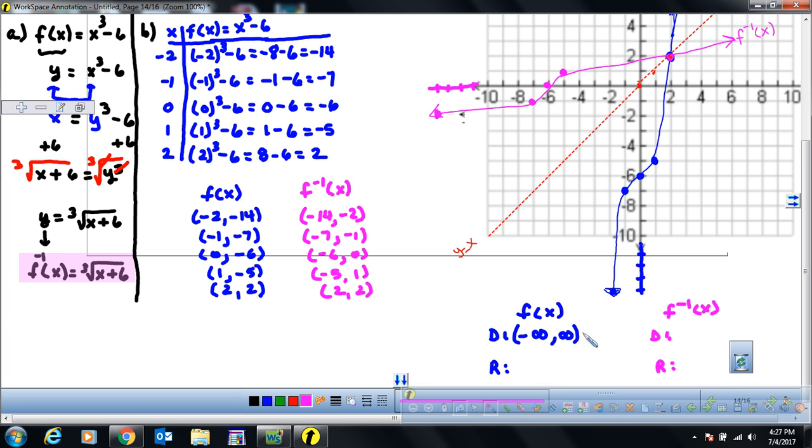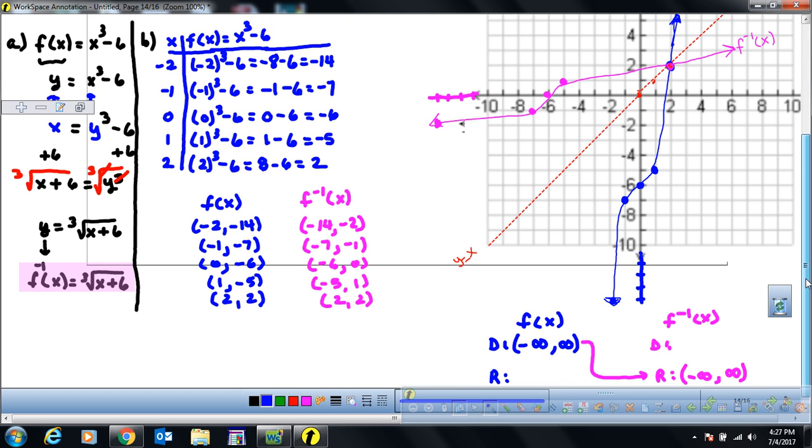By definition of inverse, keep the following in mind. If the domain of f of x is -infinity to +infinity, that also means that the range of the inverse function is also -infinity to +infinity. The domain of f of x is the same as the range of the inverse function.